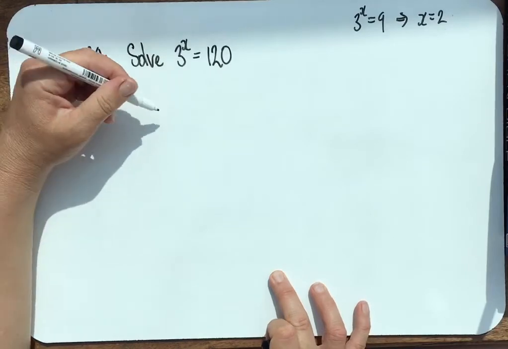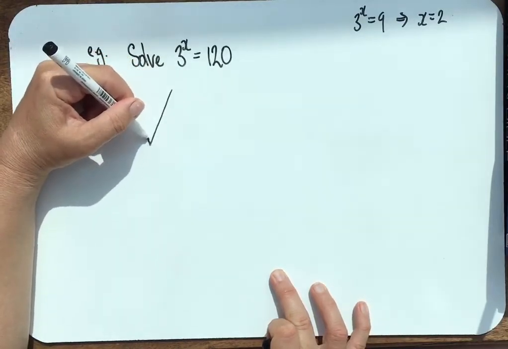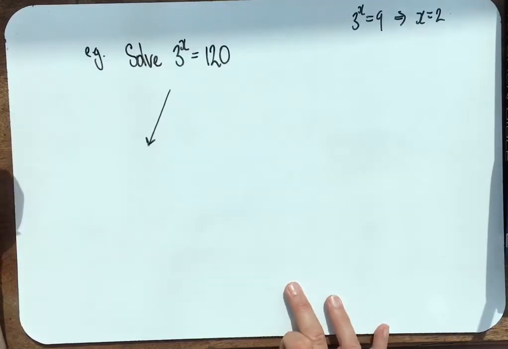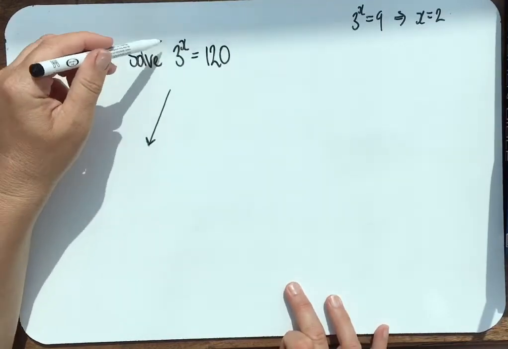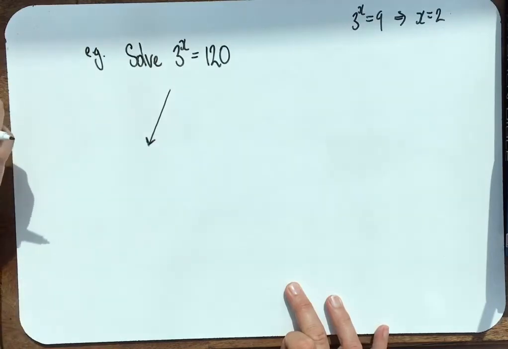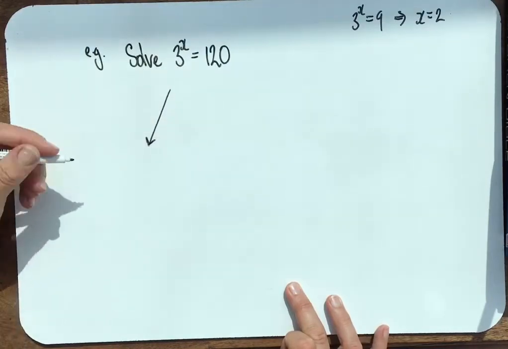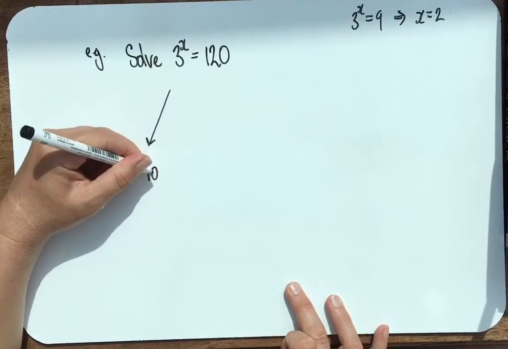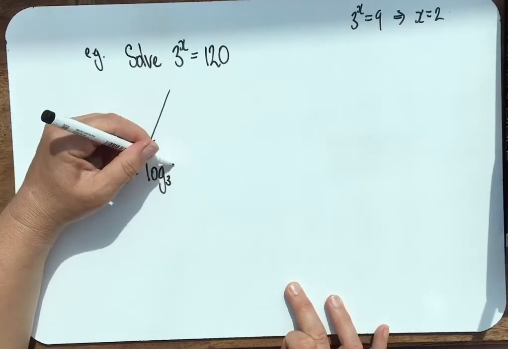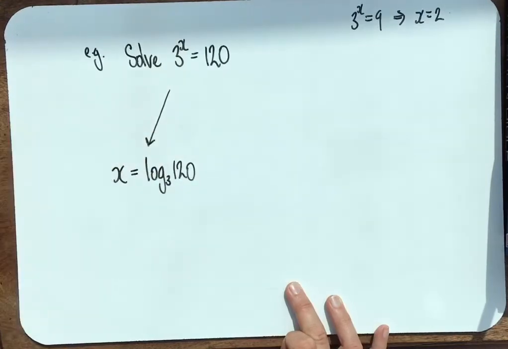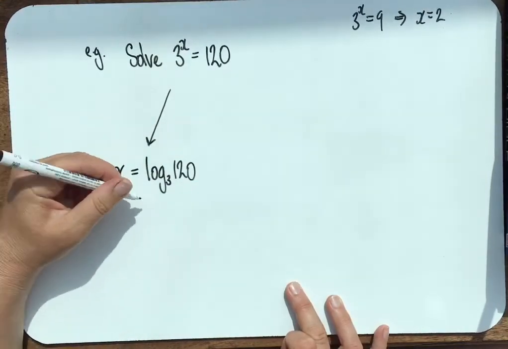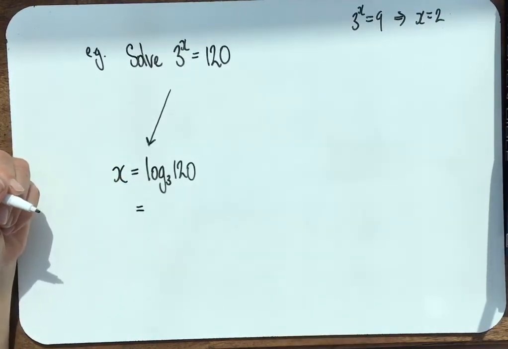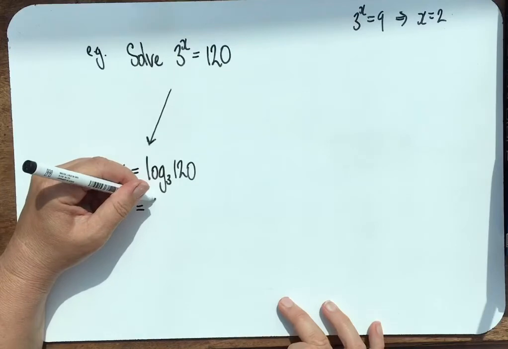Two ways of doing this. The first way for this one is kind of quicker and easier, and that is just to rewrite this as a logarithm. So if 3 to the x is 120, then x is log to the base 3 of 120. And you can just put that into your calculator, and that will give you 4.36.